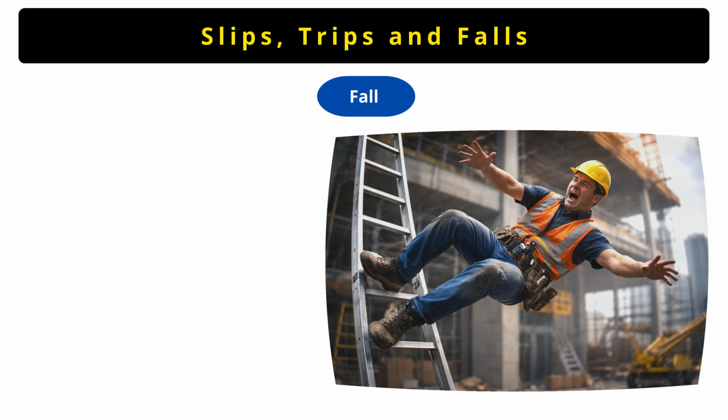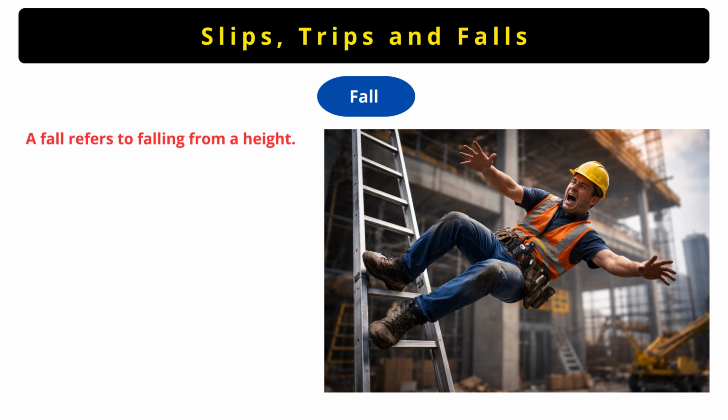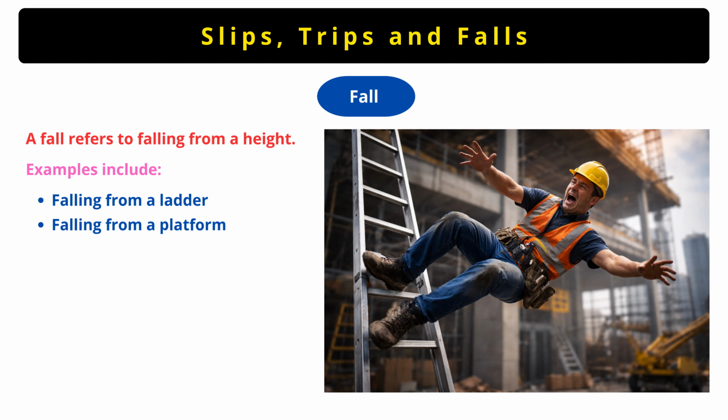Now let's talk about fall. What is a fall? A fall means falling from a height. For example, when you climb a ladder, you are at a height. If you fall from the ladder, that is a fall. Another example is falling from a platform.